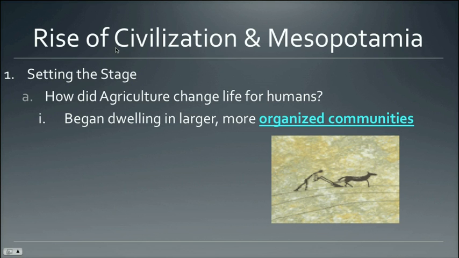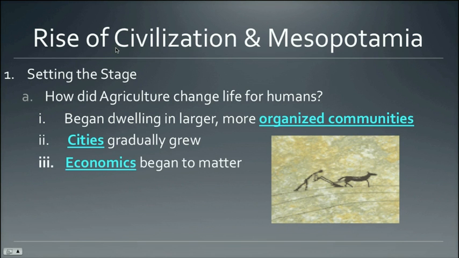So one of the byproducts of agriculture is people began dwelling in larger, more organized communities. They weren't necessarily bustling metropolises yet with thousands of people, but you started having more organization. People doing different things and organizing either your culture or your village around that physically. Of course, cities gradually grew out of this, so a village becomes a city and eventually becomes a civilization with multiple cities. Economics began to matter.